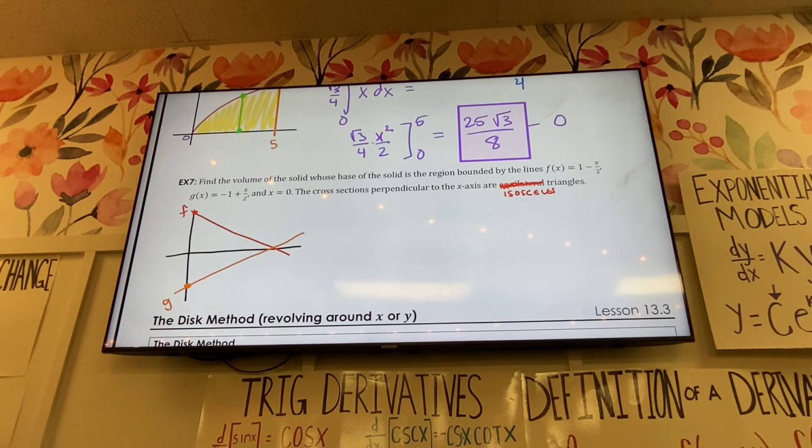And so my region, which is bounded by these two graphs here, is going to be this region right here, this little triangle. We don't have to stop at the x-axis. It's just the region that's bounded by those two lines.